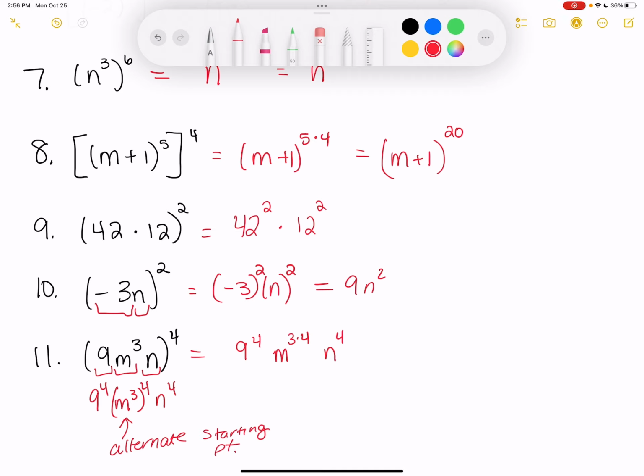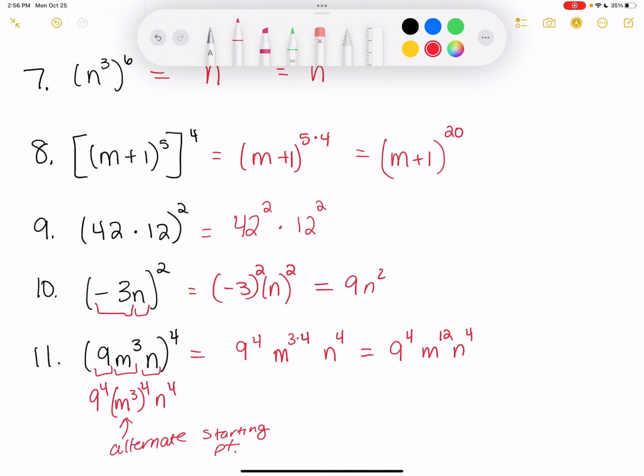So then this gives me 9 to the 4th. I don't expect you to know that, so just do 9 to the 4th. And then m to the 3 times 4 is 12, and then n to the 4th. As a general rule, we always want numbers as far left as possible, and then we go letters in alphabetical order. Not that you couldn't write it a different way, but we try to put things in alphabetical order with numbers at the very front if possible.